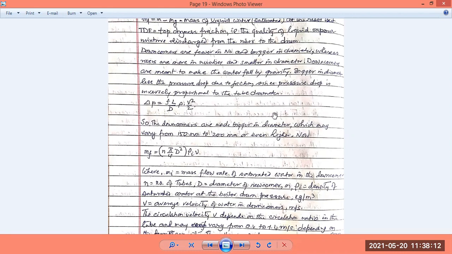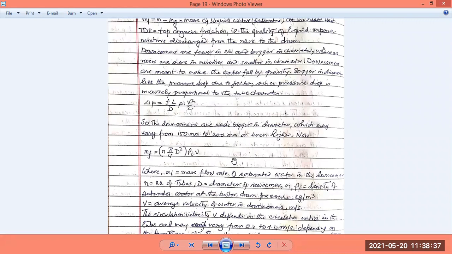We have the formula: delta P equals f times L divided by D, times rho V squared by 2, where f is the friction factor, L is the length of the downcomer, D is the diameter, rho is the density, and V is the velocity. So the downcomers are made bigger in diameter, which may vary from 150 to 200 millimeter, even higher.